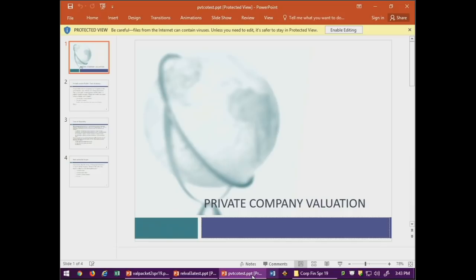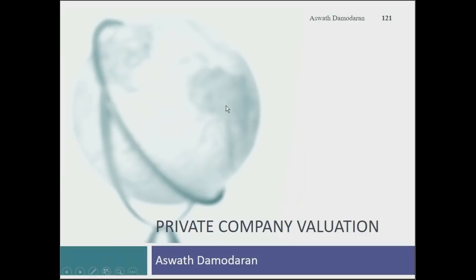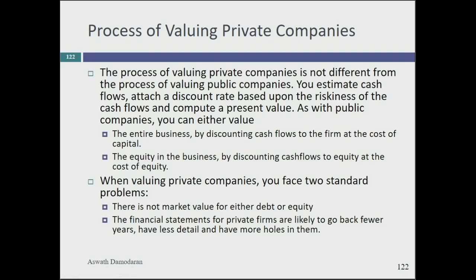So let's start on private company valuation. Let's start with the first issue. First, let's focus on process. To value a private business, here's what I need. I need to first decide whether I want to value the entire business or value equity. Well, that's pretty much the same starting point I had for a public company. Second, I need cash flows and discount rates with that approach. The process of valuing private companies is no different than the process of valuing public companies.